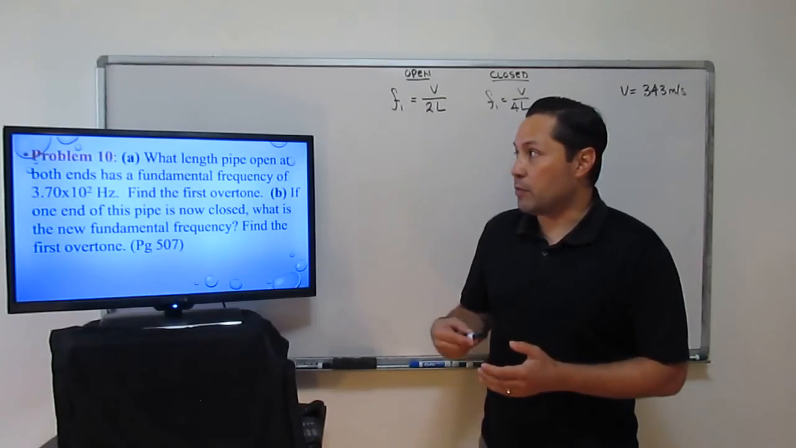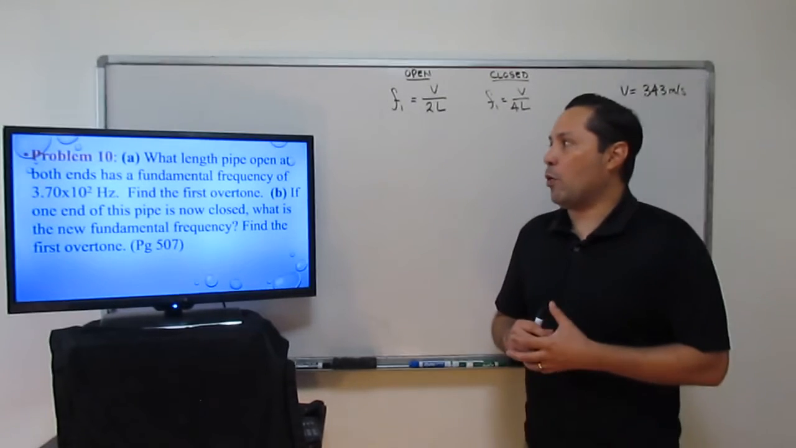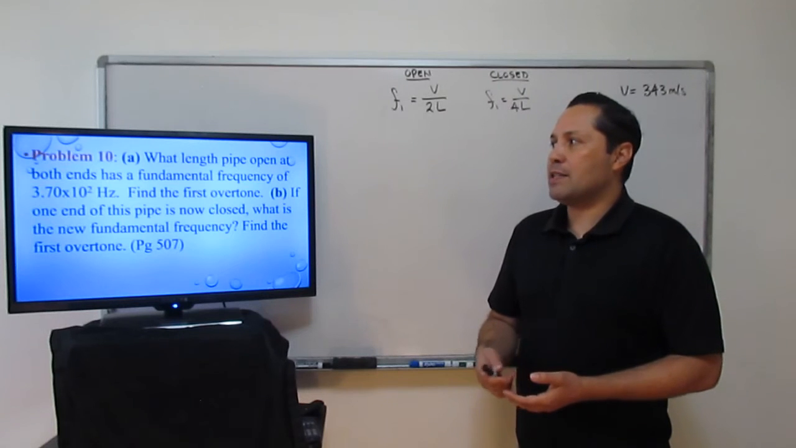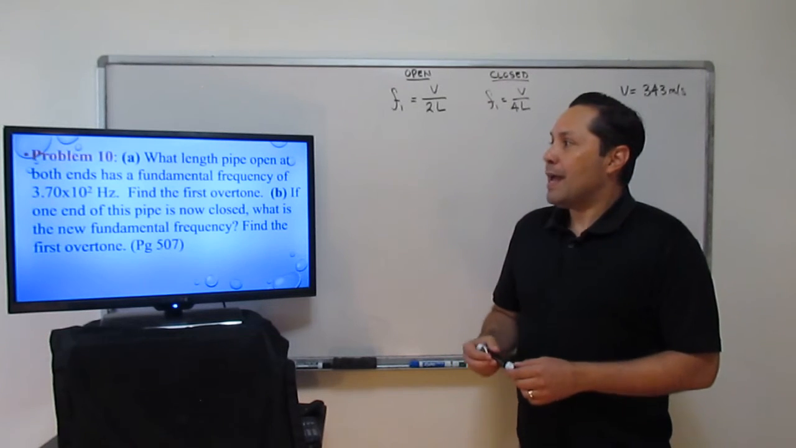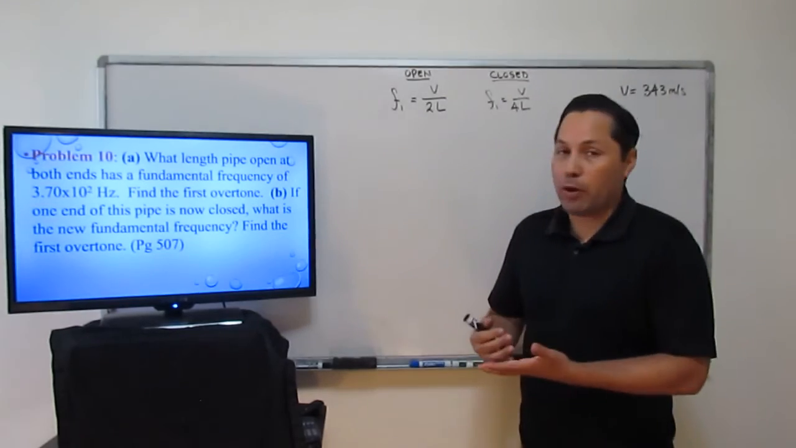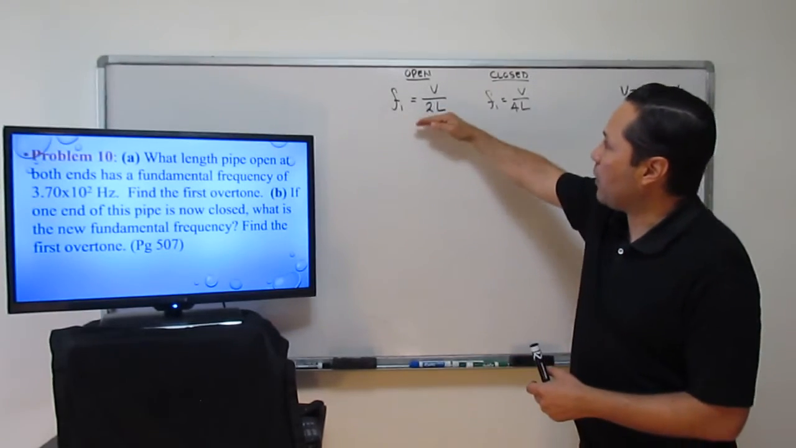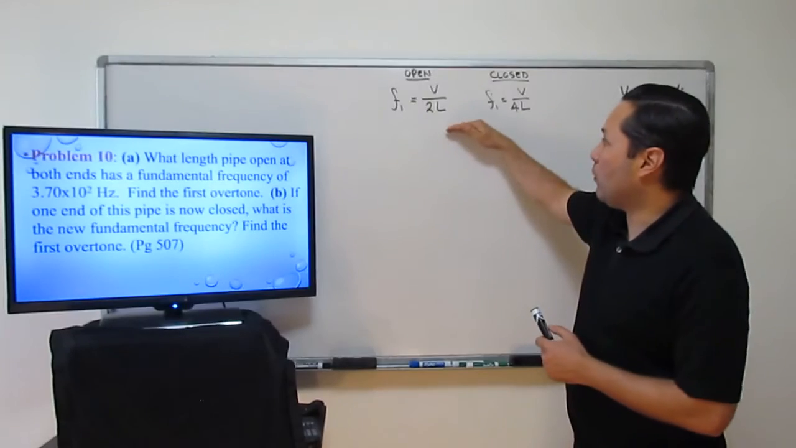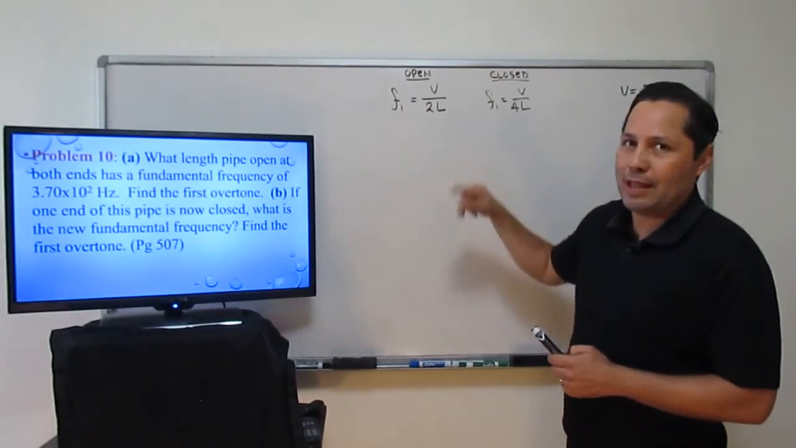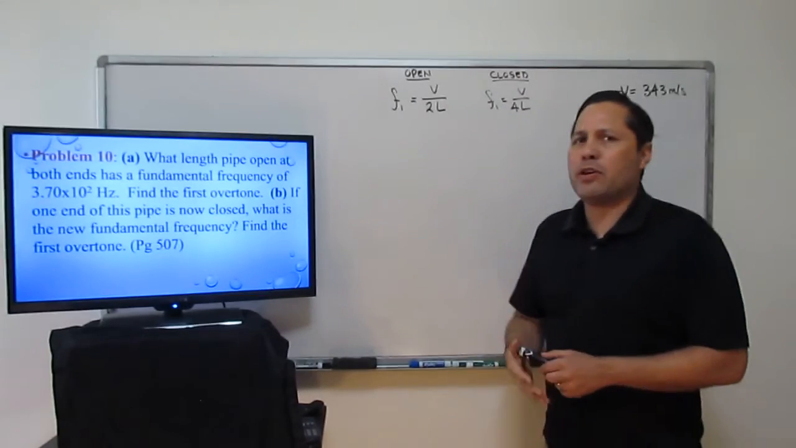In problem 10, we're asked the following question. What length pipe opened at both ends has a fundamental frequency of 3.7 times 10 to the 2 hertz? And they asked us, find the first overtone after that. So that's part A. So we're dealing with an open pipe on both ends. So this is going to be our formula. And we're given the frequency, so we want to know what is the length. Notice though that the velocity is not given to us.